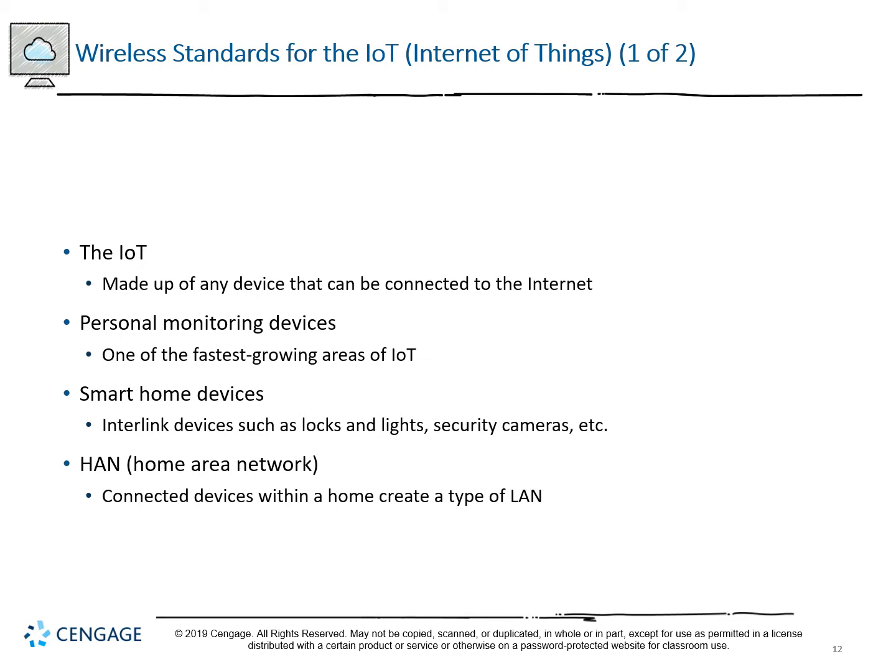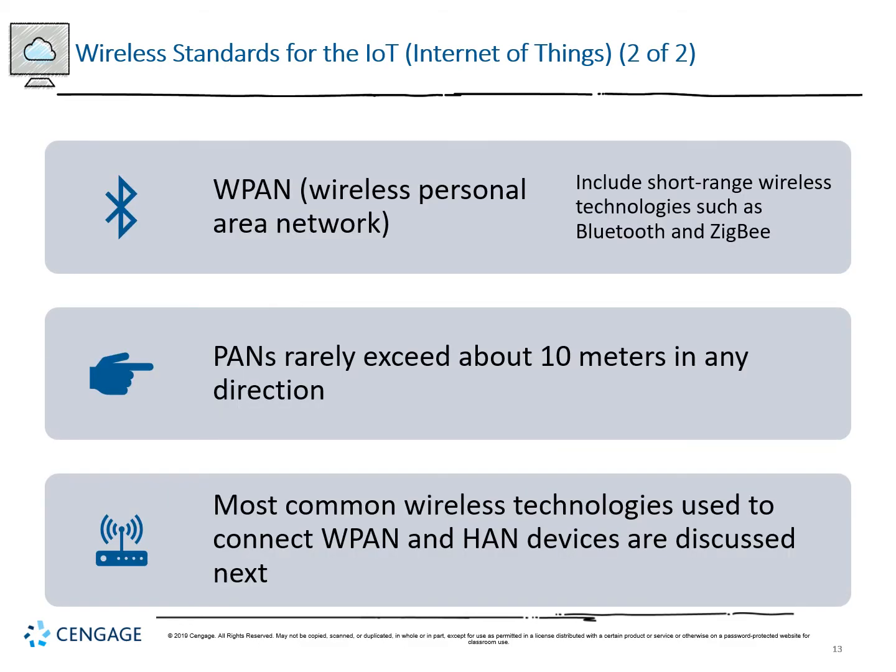Personal monitoring devices are one of the fastest growing areas of IoT, so being able to tell if your water heater is leaking in your basement, or even something like your smartwatch that has a health monitor in it. All of these devices within a home create a type of LAN that we refer to as a HAN, or Home Area Network. A WPAN, or Wireless Personal Area Network, also includes short-range technologies such as Bluetooth and Zigbee. PANs, or wireless PANs in general, rarely exceed about 10 meters in any direction, so it's less than 33 feet in radius. The most common wireless technologies used to connect WPAN and HAN are discussed next.